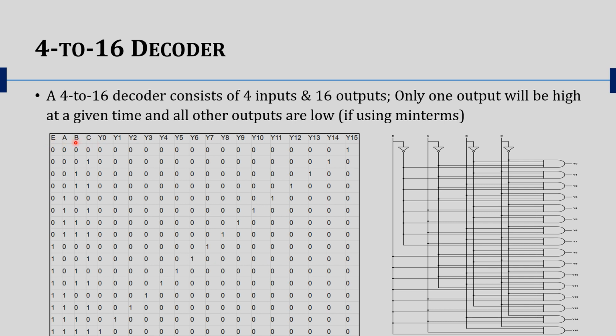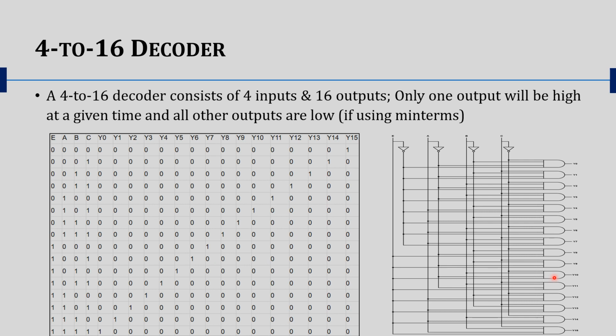These are the input lines. Y0 through Y15 are the output lines. Fine. As we said, only one output will be high at a given time and all other outputs are low. So that is the case of active high 4 to 16 decoder. If it is an active high decoder, then the gate we are using is AND gate.